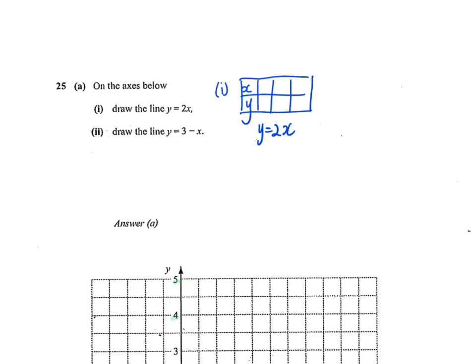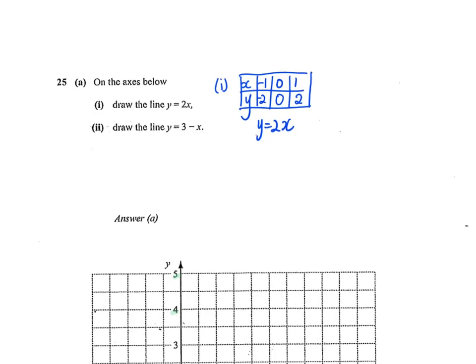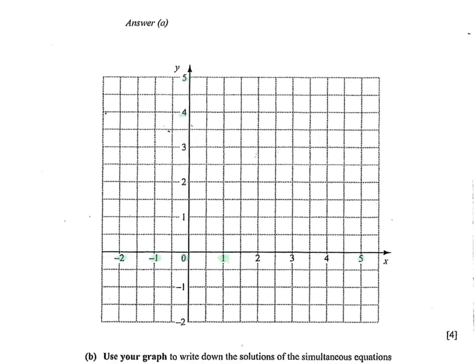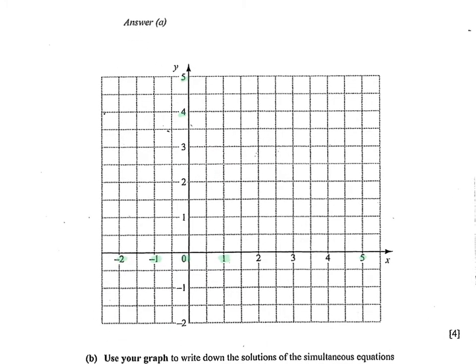So let's say I'll choose the numbers -1, 0, and 1, and we'll get negative 1 times 2, negative 2, 0 times 2 is still 0, 1 times 2, 2. So now we will plot these points on our graph. When x equals negative 1, y equals negative 2, one point over here. When x equals 0, y is 0. When x is 1, y is 2.